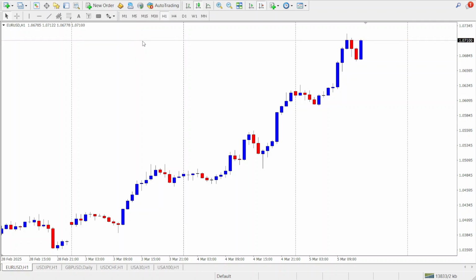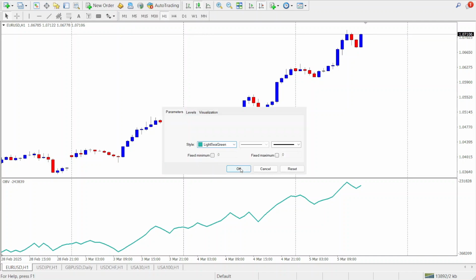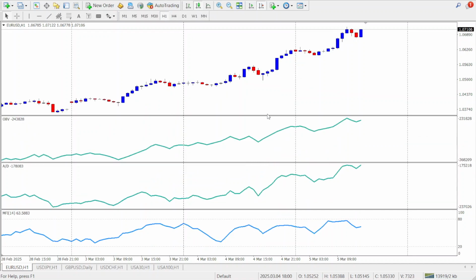I'm just going to be adding the three indicators to the chart right now. So this is the on-balance volume, this is the accumulation distribution, and this is the money flow index.